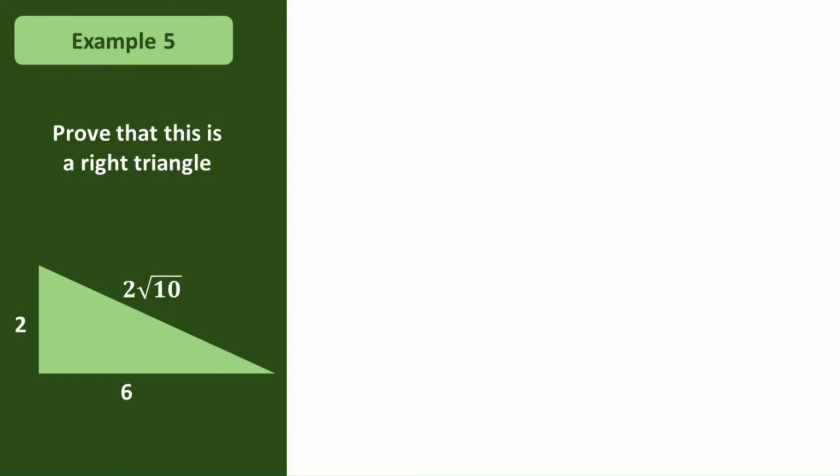Let me just point out that it doesn't really matter which you decide to label a and which b. Here I said a is 2 and b is 6, but you can say a is 6 and b is 2. It doesn't really matter. It gives the same result. The only important one to label correctly is c, the hypotenuse. And you know that that's the longest side. That's the one opposite the right angle.